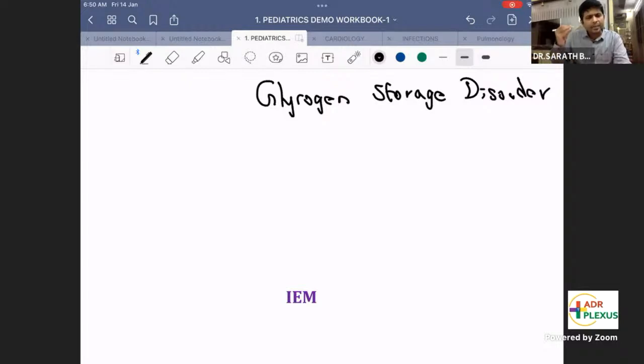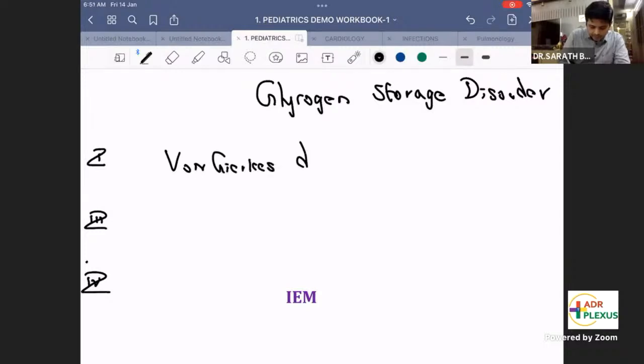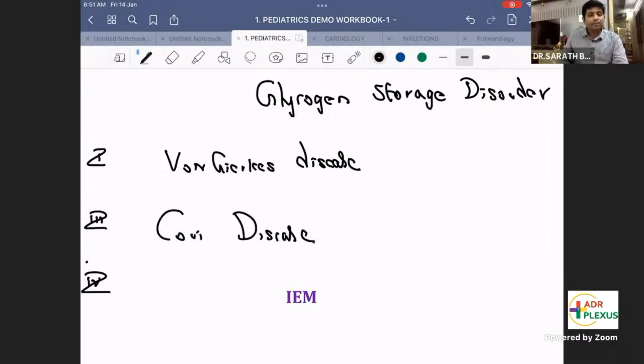We have mainly 3 prototypes. What are the prototypes? Usually we have so many types, but let me talk about the glycogen storage disorders involving the liver: type 1, type 3, type 4. Sir, what is type 1? Type 1 is called von Gierke's disease. Type 3 is called Cori's disease. Type 4 is called Anderson's disease.